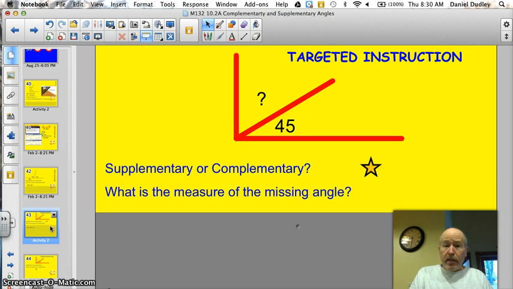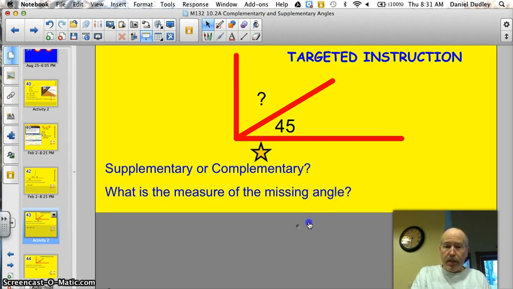All right. Is this supplementary or complementary? Are these two angles, do they form a straight line or do they form a square? No, they form a square angle or a right angle, so they are complementary. What is the measure of the missing angle?